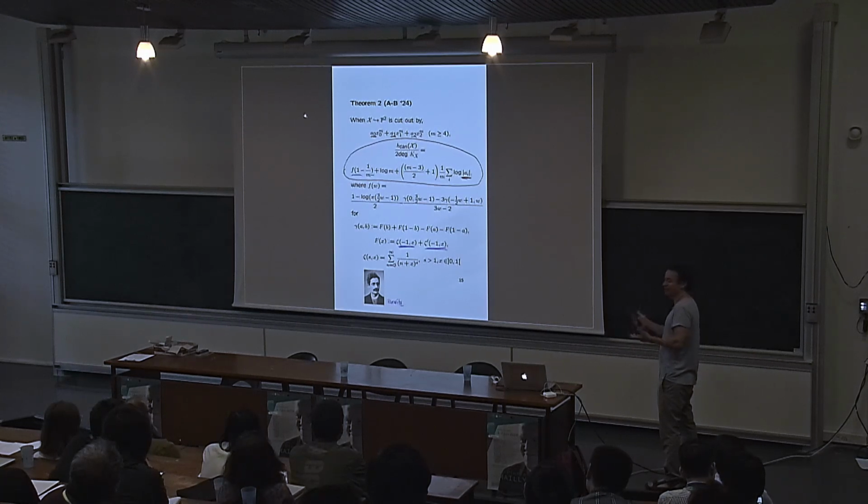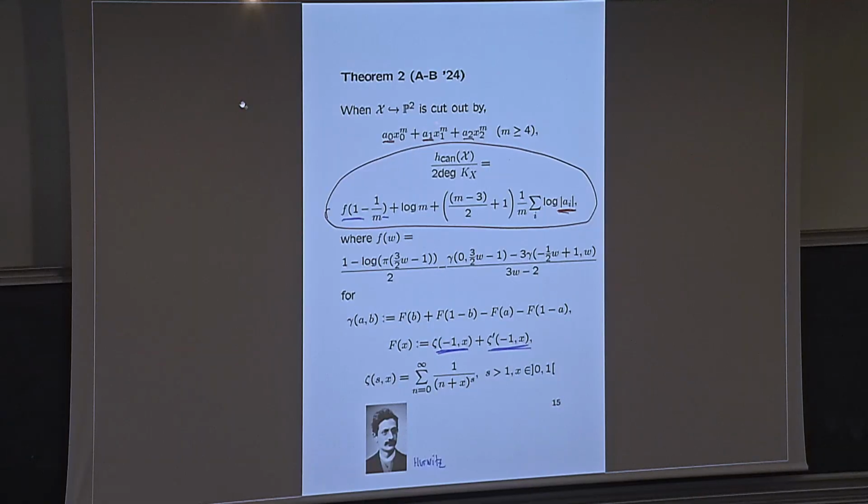But the important thing you have to remember is that it involves the Hurwitz zeta function at minus 1, and its derivative at minus 1. Okay, so this is the formula, and then the rest are just the log m coming from here, and the rest is 0 if we are in the Fermat case, which is the most important case. So this is an explicit formula. I'll tell you something about the proof later.